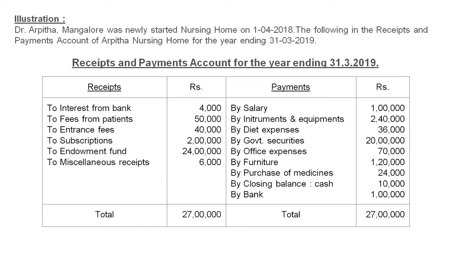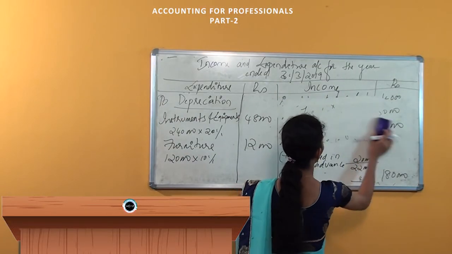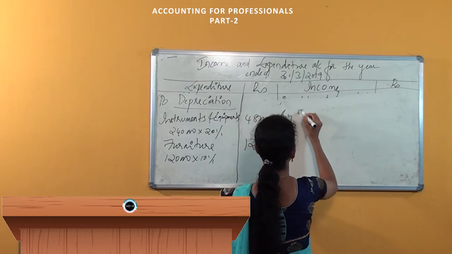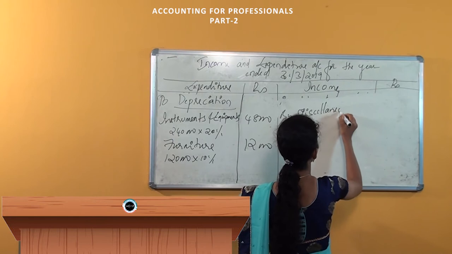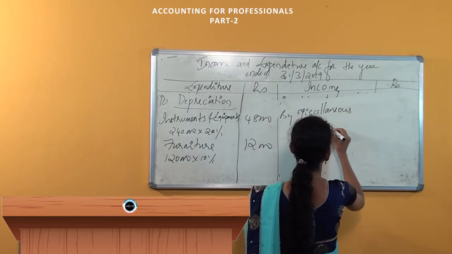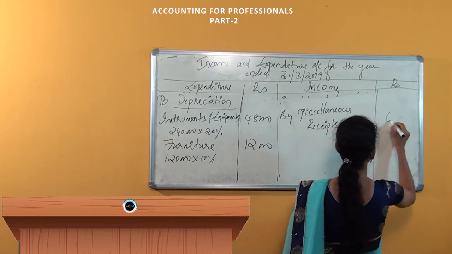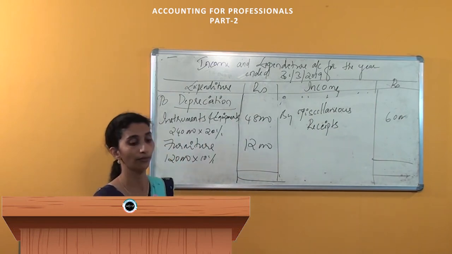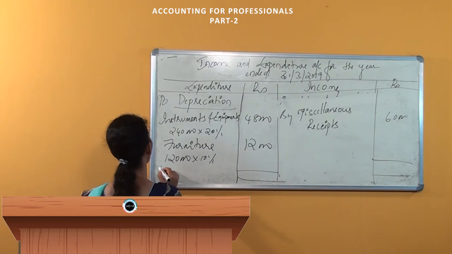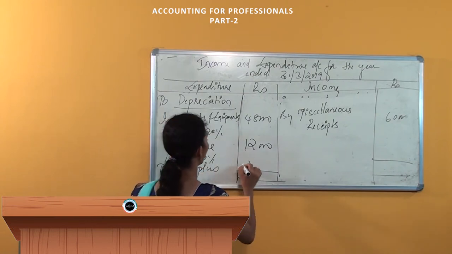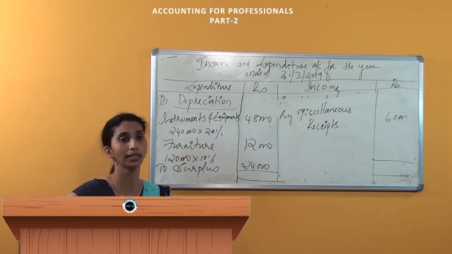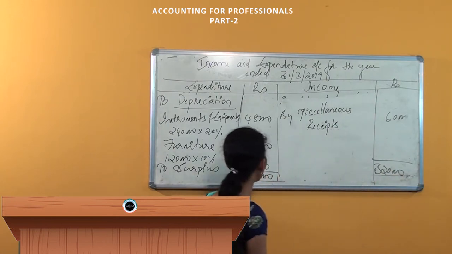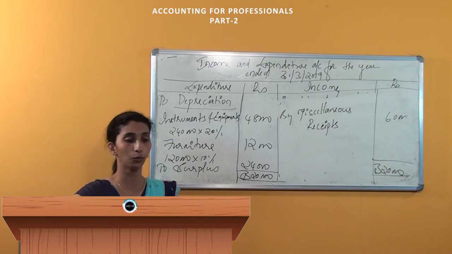Then comes miscellaneous receipts. You have to add both the sides, whether it is a deficit or a surplus, you have to find out. So here it is a surplus of rupees 24,000. So the total is 3,20,000. The surplus is 24,000. Now we'll move on to the balance sheet.